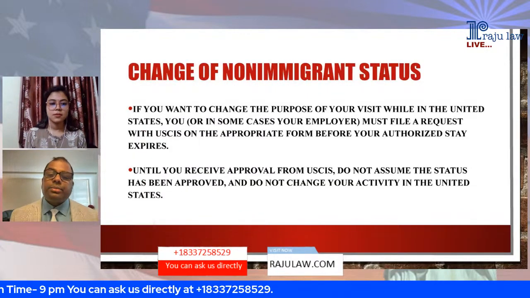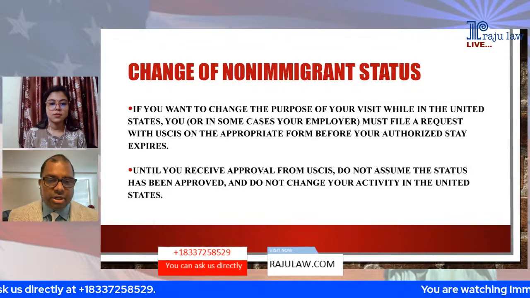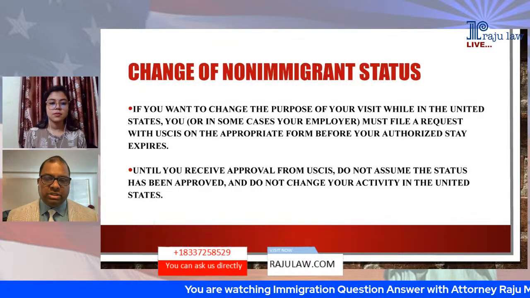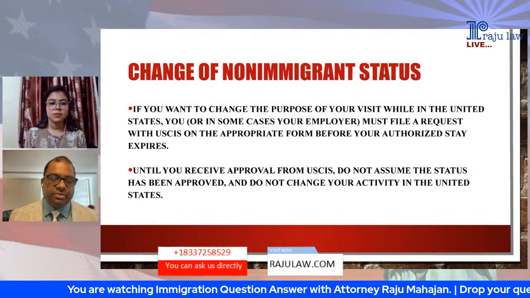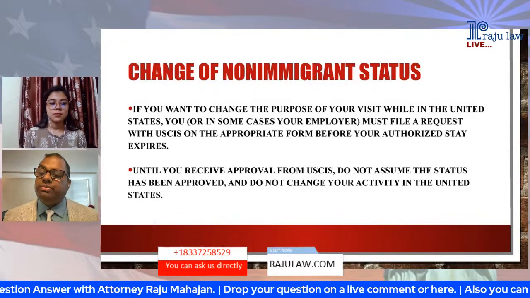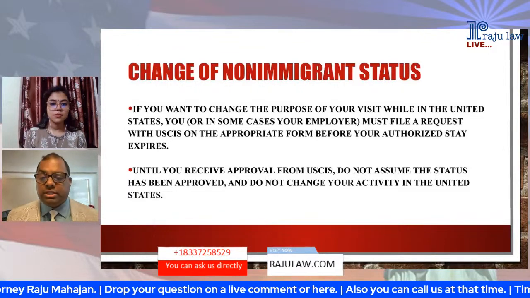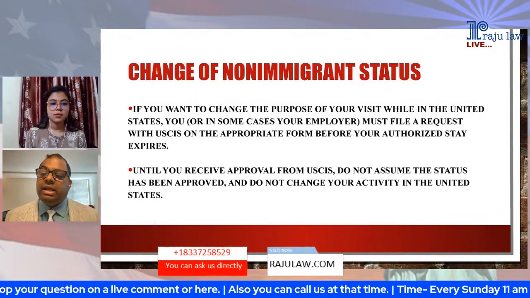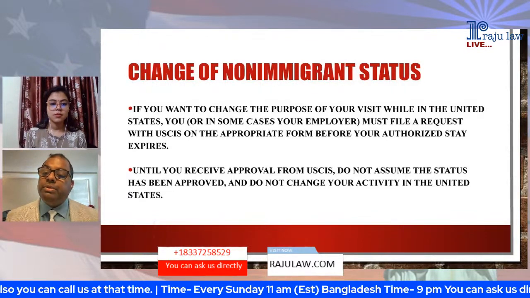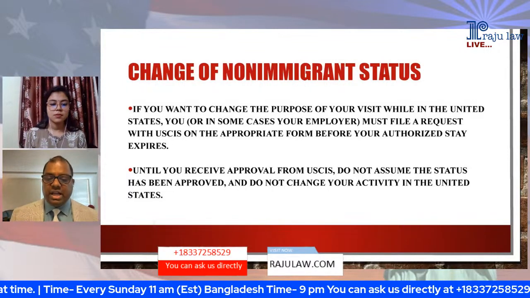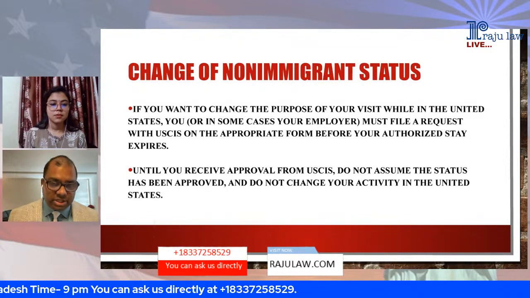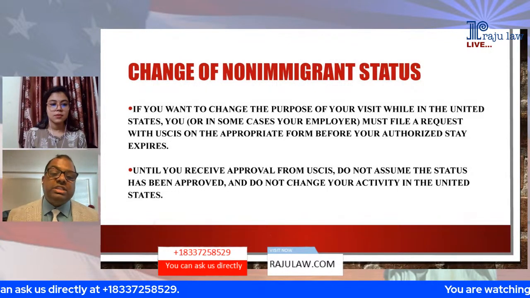Next slide, please. There is some important information about change of status. At first, I'm going to talk about that, and then we'll go into detail about the required document list, attorney fee, USCIS fee, and other things. The first one is, if you want to change the purpose of your visit while in the United States, you, or in some cases your employer, must file a request with USCIS on the appropriate form before your authorized stay expires. These last few words are very important. You must submit your change of status before your authorized stay expires.